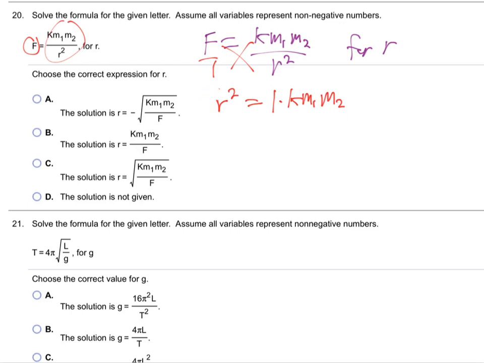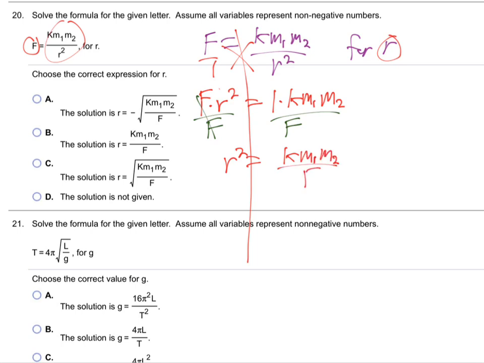Now, here's the wall of separation. Trying to get what alone? R alone. So how do we get R alone? Divide by F. So R squared is K, M1, M2 over F. We don't need that 1 here. 1 times anything is just itself. That doesn't do anything.